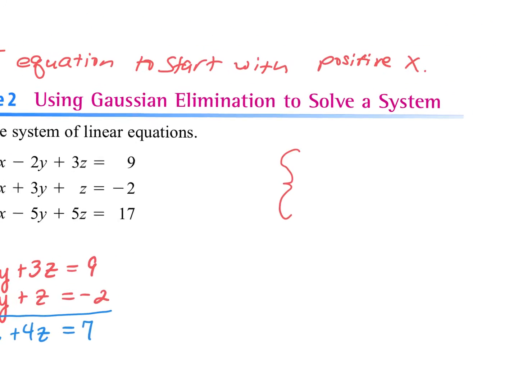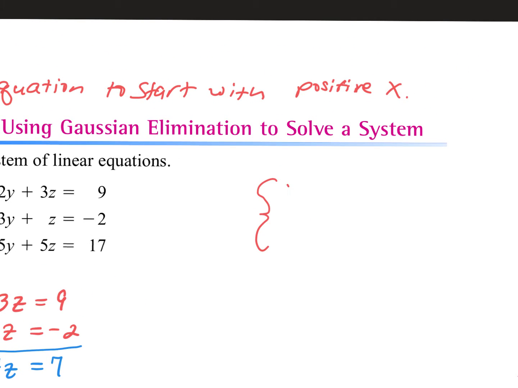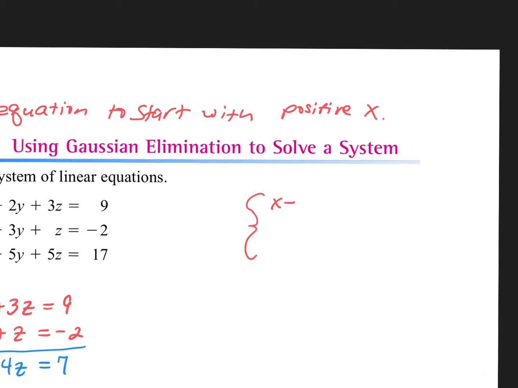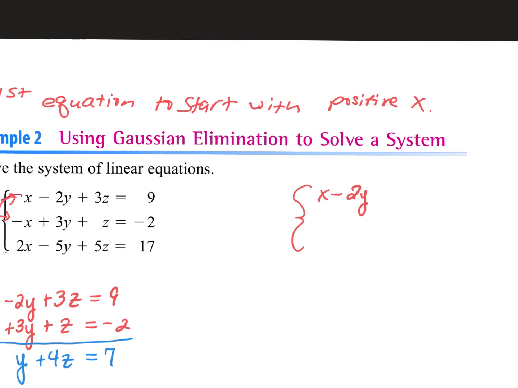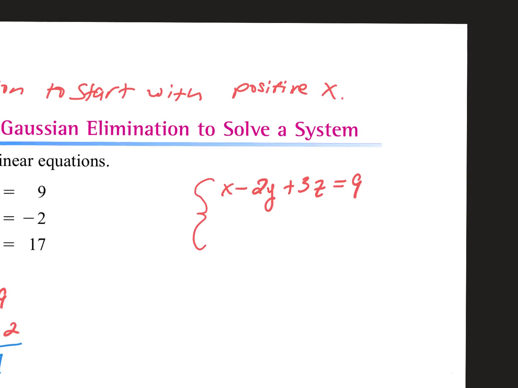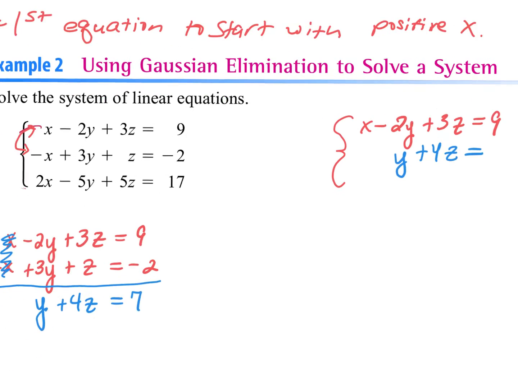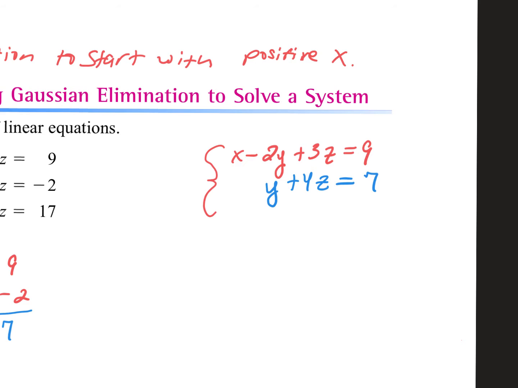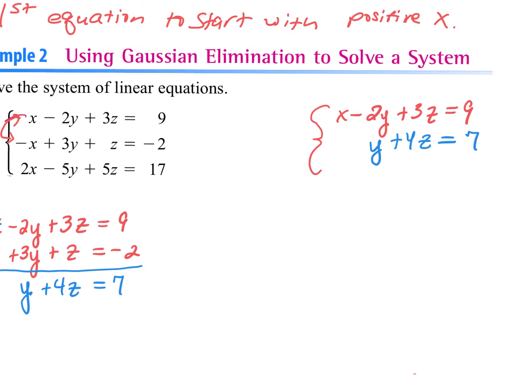So the first equation in our little bracket is the one that we started off with: x minus 2y plus 3z equals 9. Our second equation that we just created is y plus 4z equals 7. Does anybody have any questions about how we did that?